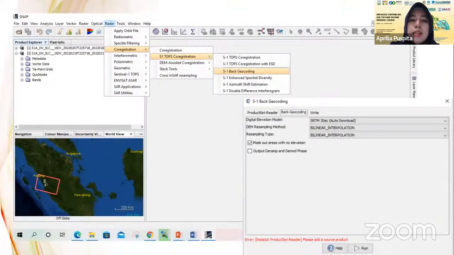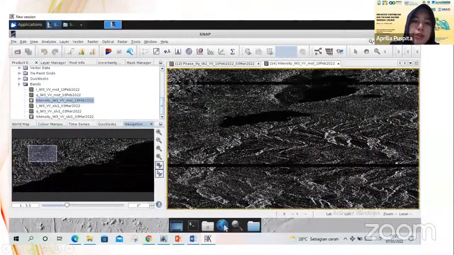This is the co-register process using back-geocoding. You can add the digital elevation model, this can be SRTM 3 seconds or 1 second, it is up to you depending on your area. And I want to show you the output of the back-geocoding. This is only the intensity of the master image and the slave image. We can see it is still in grayscale.